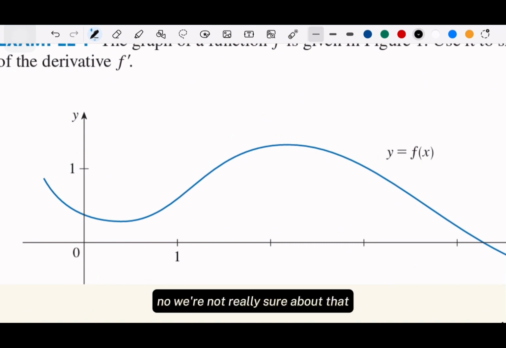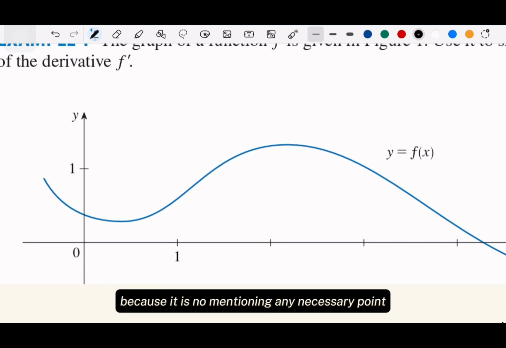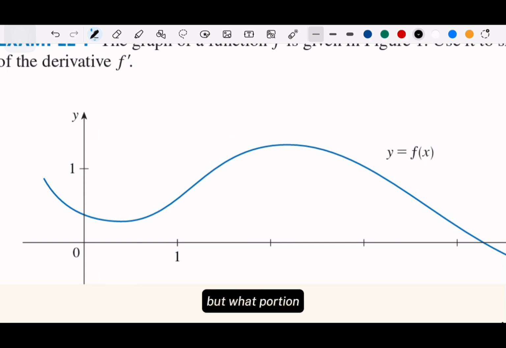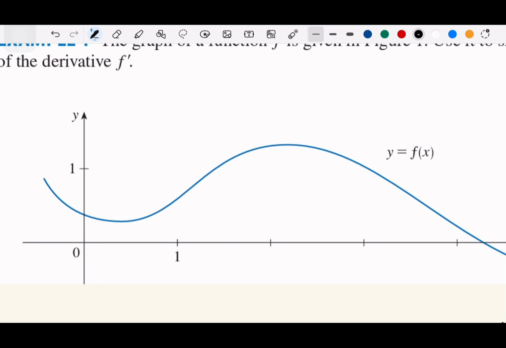No. We're not really sure about that, because there is no mention of any necessary points. But what do we know for sure? Say you're given just a random function, and the question is, can you make a sketch of the first derivative of that function? What would you do? The first thing you need to do.